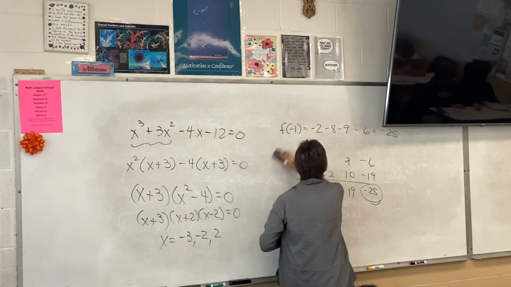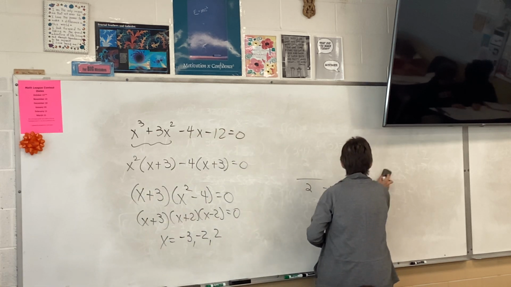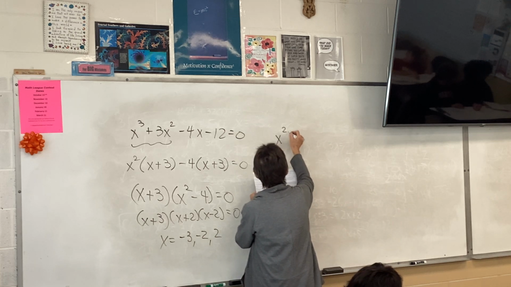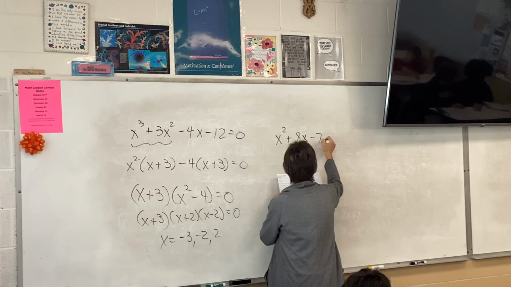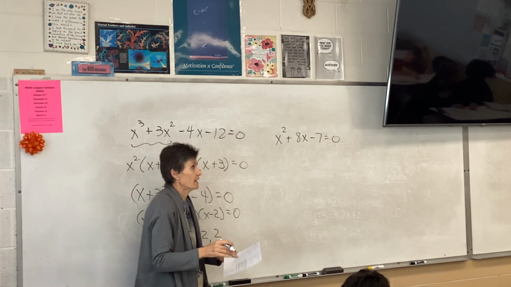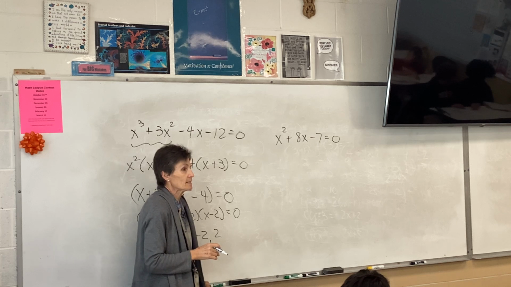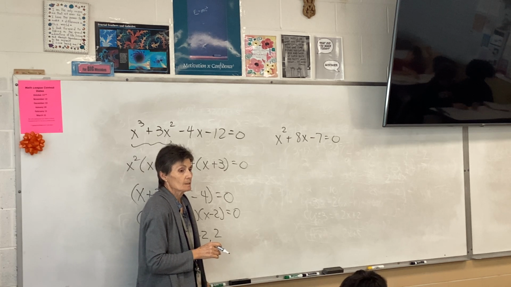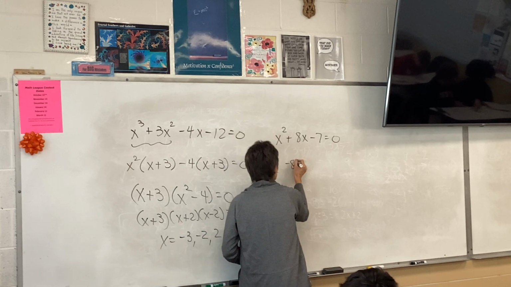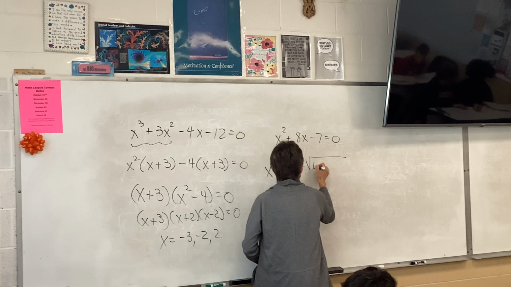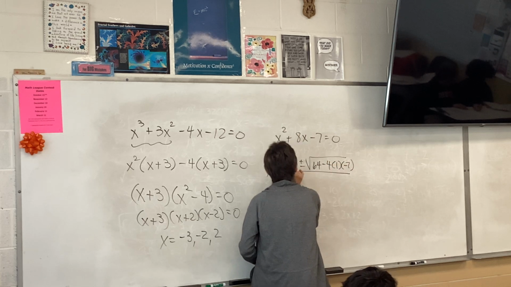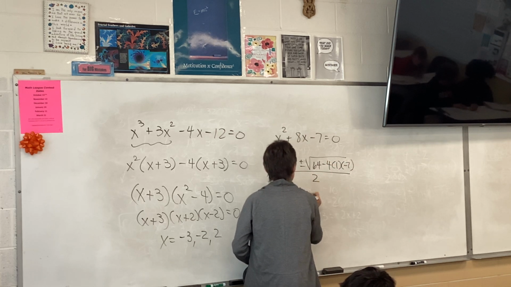What are you going to do with this next one? The directions say solve. Factor if I can, or quadratic. Yeah, I'm not sure I can factor that. I don't think that factors, do you? No, it doesn't. So x equals negative b plus or minus the square root of b squared minus 4ac, all over 2a.